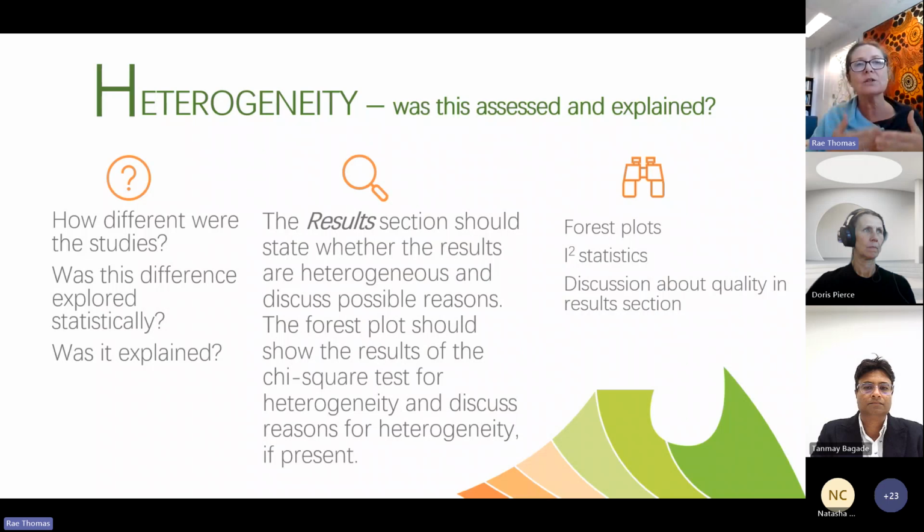So what we want to do is make sure when we're looking at variabilities, we want to compare apples with apples. So we want to check that they've considered what's the variability of the intervention effects within the studies that they've included.